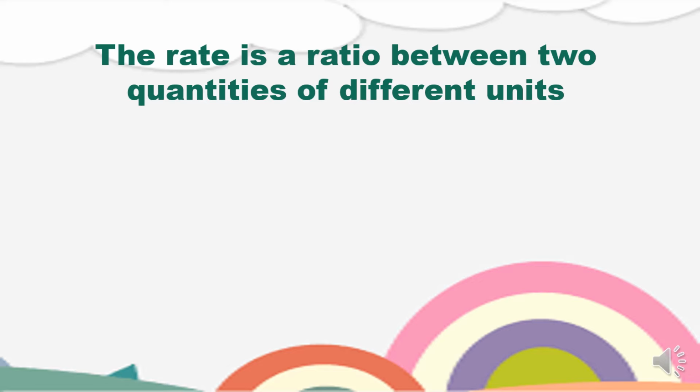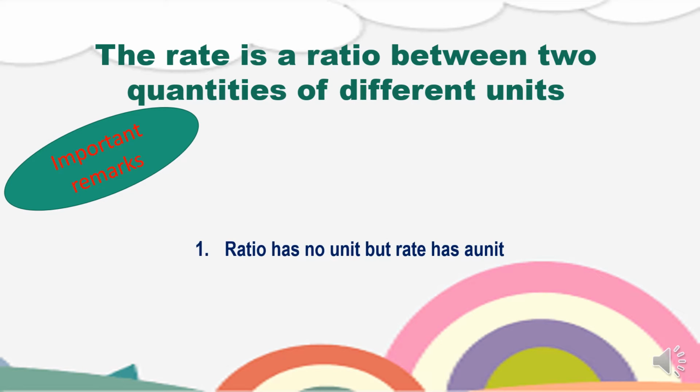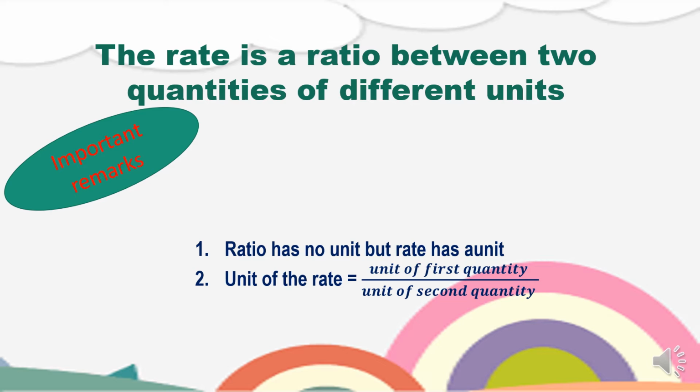And now I have two units and two quantities, kilometer and hour, distance and time. This is the rate. I have two quantities and two units. Now I have important remarks. Number 1, ratio has no unit, but the rate has a unit, has 2 units. The unit of the rate equals the unit of the first quantity over the unit of the second quantity.